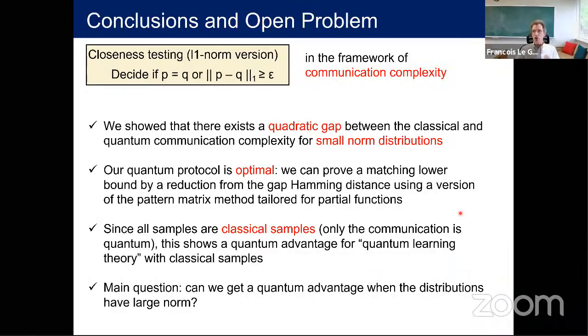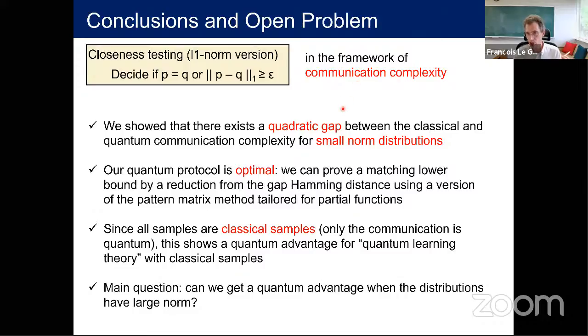Okay, so the conclusion of the whole talk. We studied again this problem, closeness testing in the L1 norm version, deciding if P is equal to Q or the distance between P and Q is at least epsilon. And we studied that in the communication complexity setting.